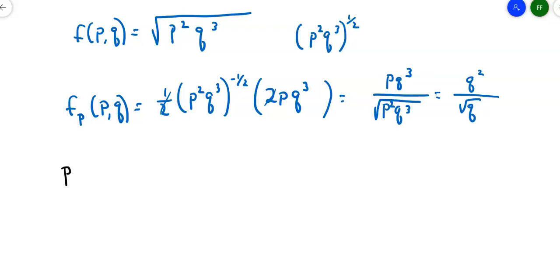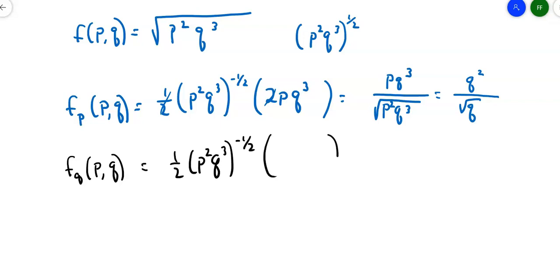If I want the partial derivative of f with respect to q, then what does this look like? It all starts out the same, right? The 1/2 p squared q to the third to the negative 1/2. But now when I multiply by the derivative of the inside, I'm holding that p squared constant, and I'm deriving the q to the third. So I end up with a 3q squared times the p squared that was already there, and then I can clean things up from there. So that's how you derive those functions as partial derivatives.